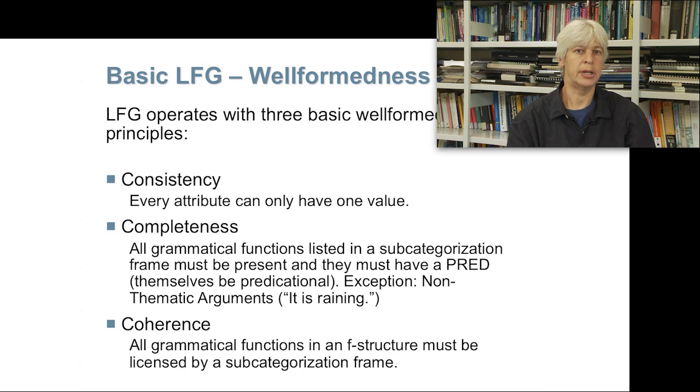The last one is coherence. All grammatical functions in an F-structure must be licensed by a subcategorization frame. So you can't have spurious grammatical functions. If you have kick, subject, object, then you can't just have an oblique hanging about as well. It all has to be licensed. And we'll see examples of this with an actual grammar.